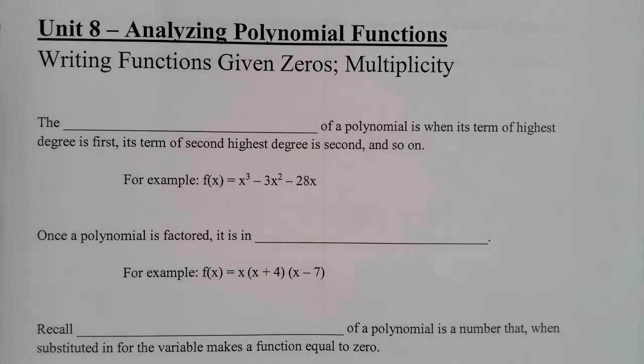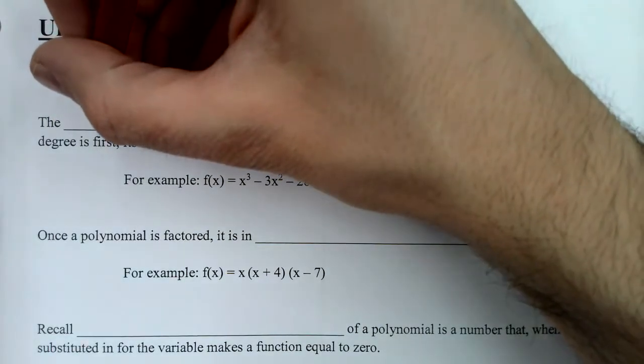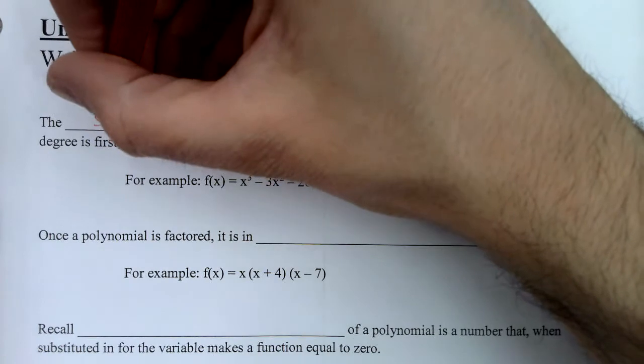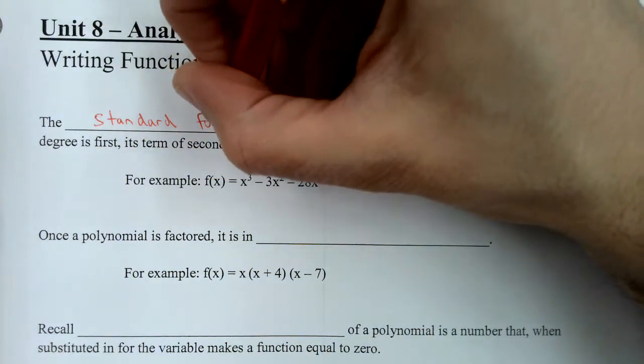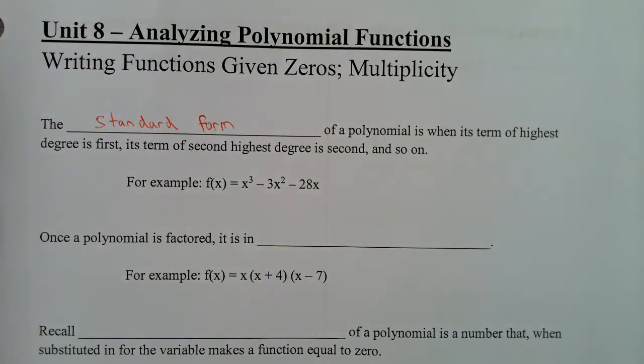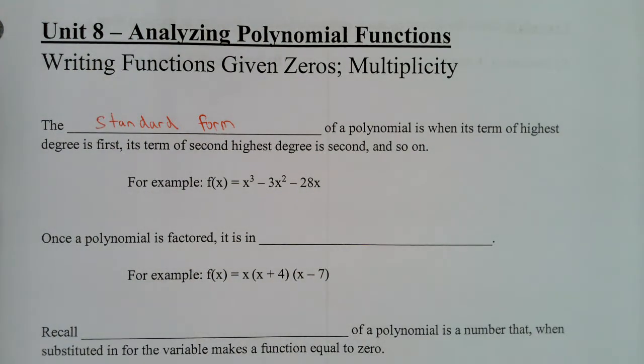First one is the standard form of a polynomial is when its term of highest degree is first, its term of second highest degree is second, and so on. Standard form. We talked about that in the last unit. For example, f of x equals x cubed minus 3x squared minus 28x. That's standard form.